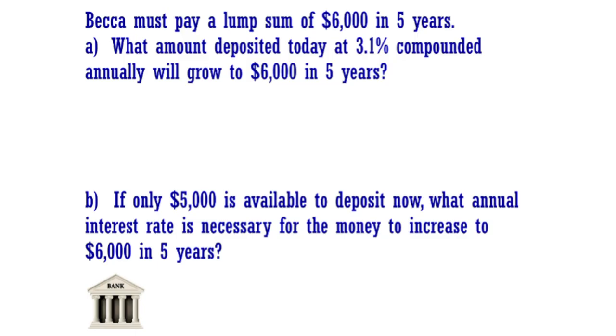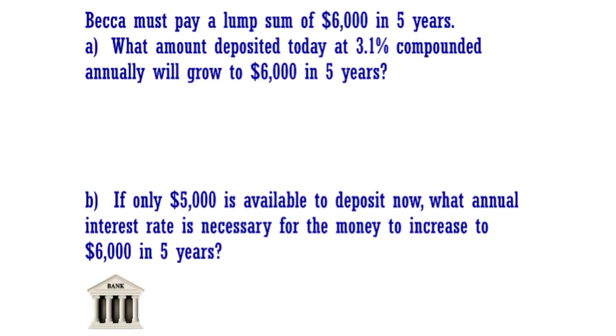All right, let's keep with these formulas and keep trying through some problems. It says Becca must pay a lump sum of $6,000 in 5 years. What amount deposited today at 3.1% compounded annually will grow to $6,000 in 5 years? Okay, so it's like she's saving up for this bill that's coming up. Okay, this looks like it's compound interest, not continuous. So back to the long formula.